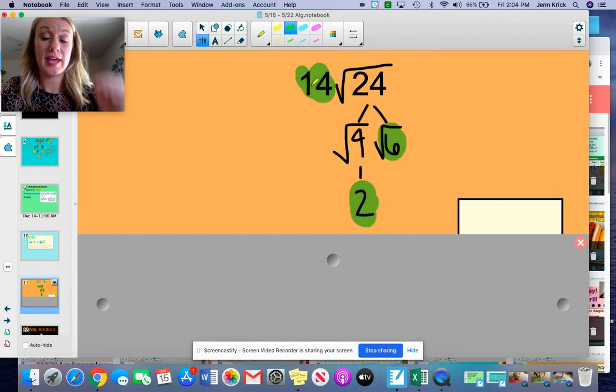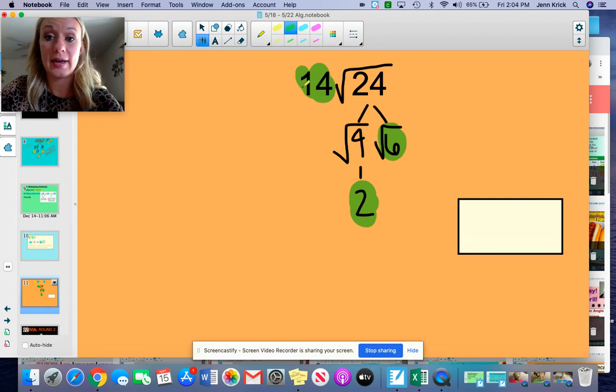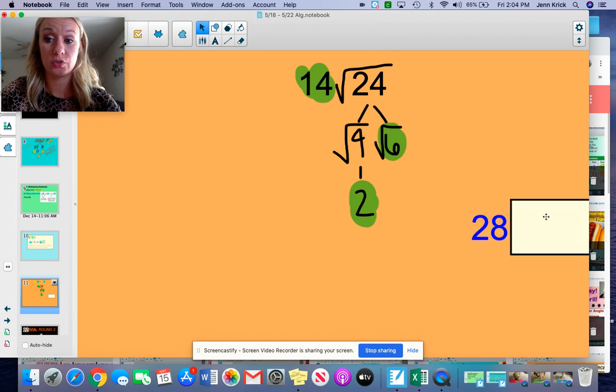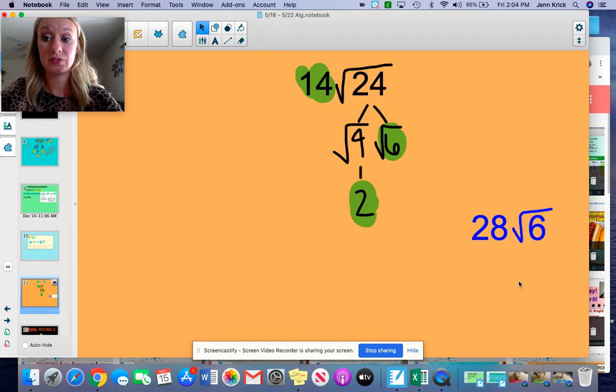So now here's what I have. I need to combine my 14 and my 2 because those are just normal integers, those are regular, and I'm going to combine them with multiplication, which gives me 28. The only number left underneath the radical is a 6, so my final answer is 28 rad 6.